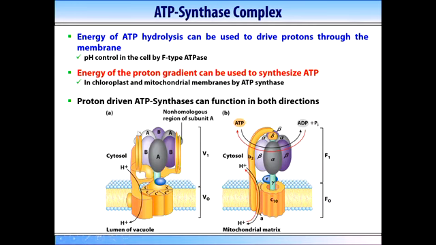And that again illustrates the fact that the same enzyme molecule can catalyze both the reverse and the forward reactions. It just depends on the equilibrium. So if there is a lot of ATP, then it will be pumping protons. If there are a lot of protons, then it will be making ATP.